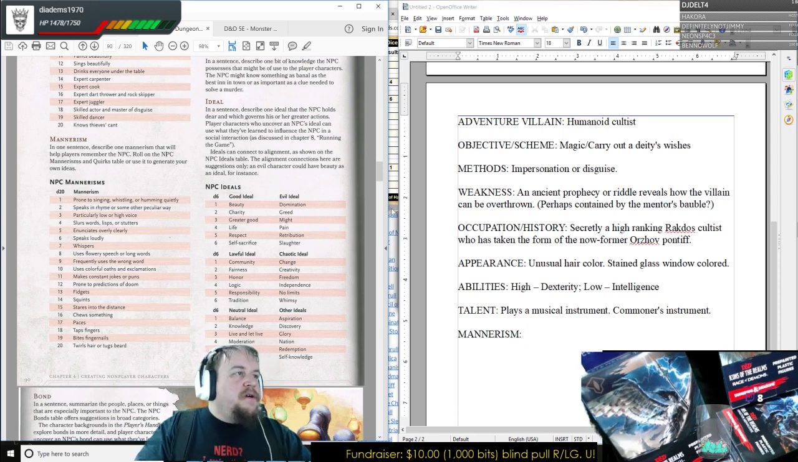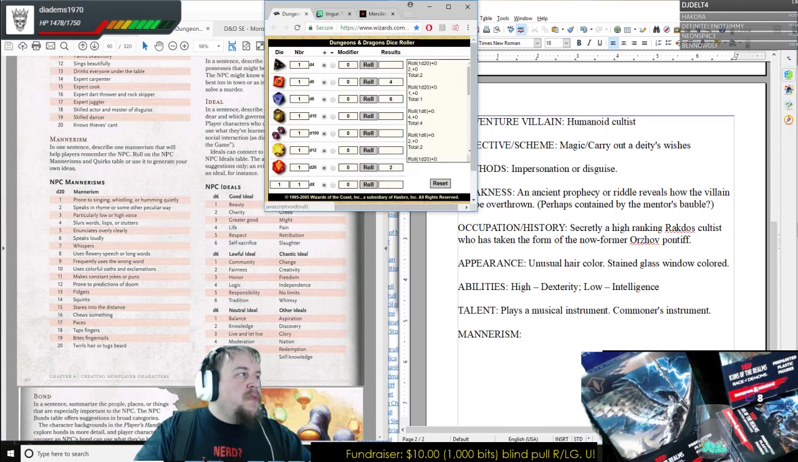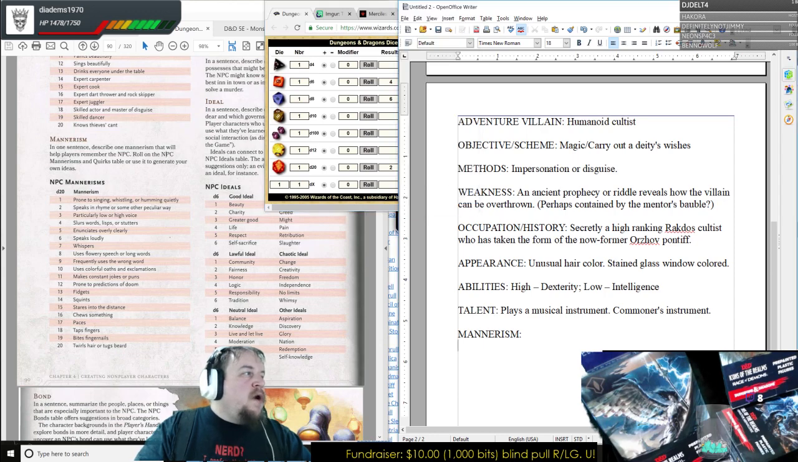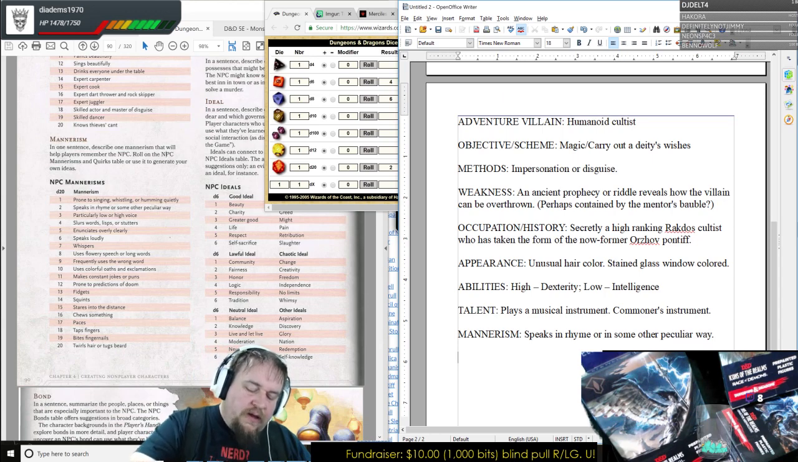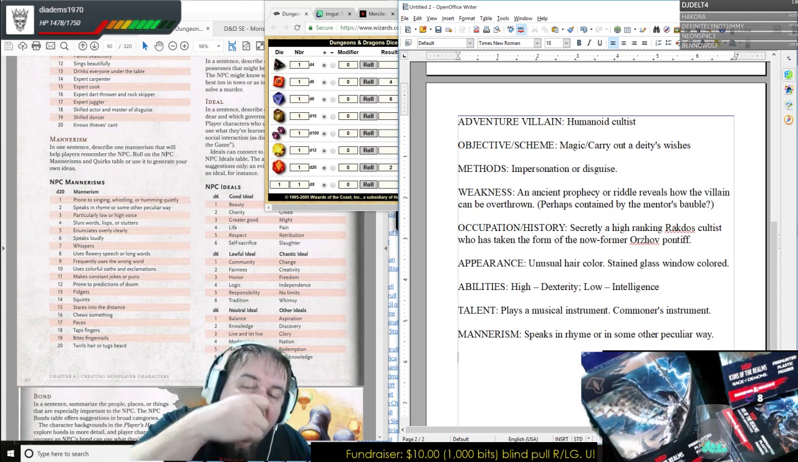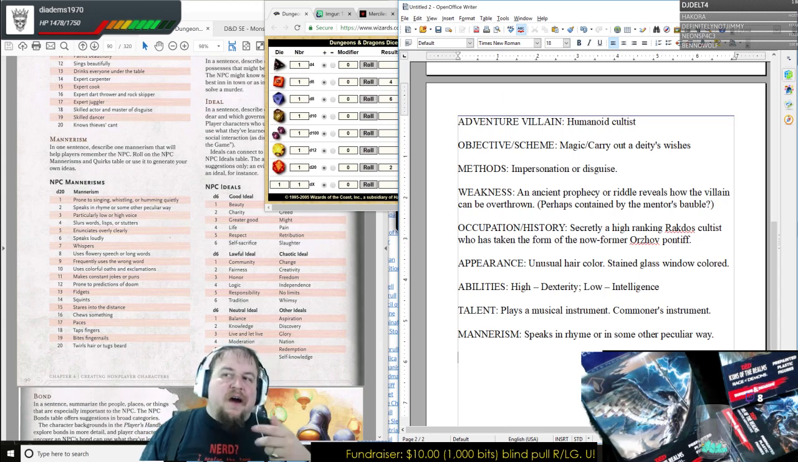His mannerisms are as such. 2. Speaks in rhyme or some other peculiar way. Huh. I had a Vampire the Masquerade character that did that. I had him speak in rhyme, like in couplets.